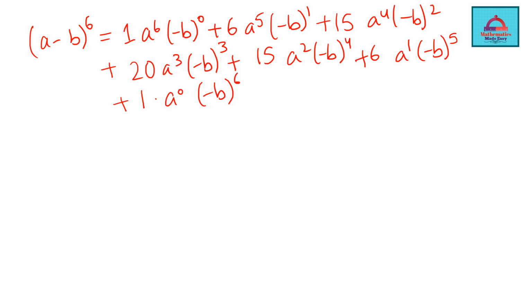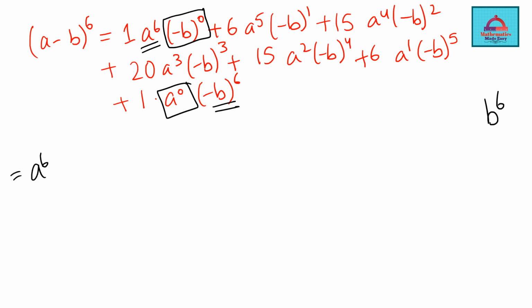Now the last step for the question. Remember, as we did in the last question, this value and this value are going to come equal to 1. So the first term will be a to the power 6 and the last term will be b to the power 6. Let's write it.